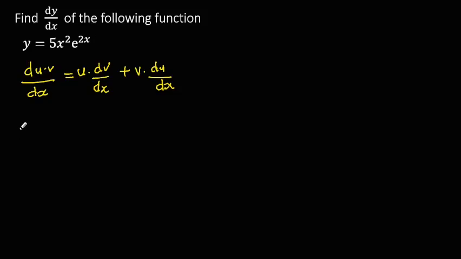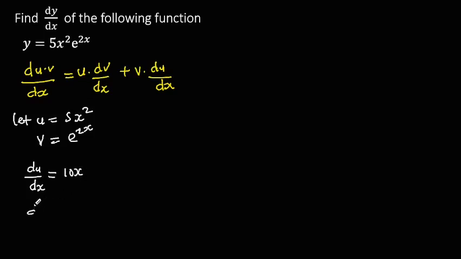So we'll identify the u and the v. Let u equal the first part of that function, which is 5x squared, and v equal the exponent of 2x. Now from here we need to find the change in u due to change in x, and when you differentiate the u, you're going to get 10x.